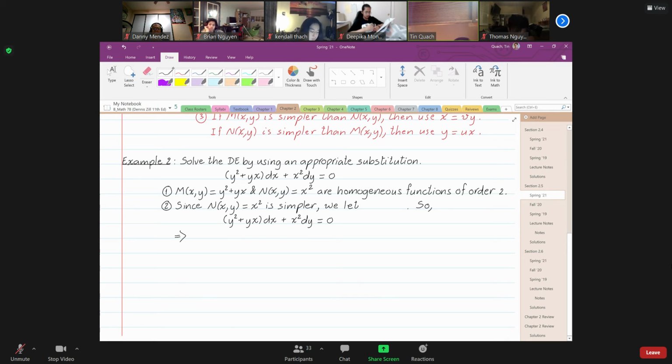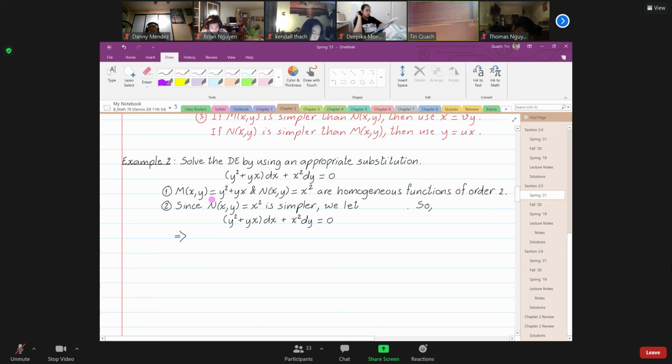I'm just curious, okay? Let's see if this is an exact equation. This is M, right? So when you find the partial derivative with respect to y, what do you have? 2y plus x. Very good. And then the partial derivative of this one with respect to x is 2x. And they are different, right? So the partial derivative with respect to y here is different from the partial derivative with respect to x here. So they are different.